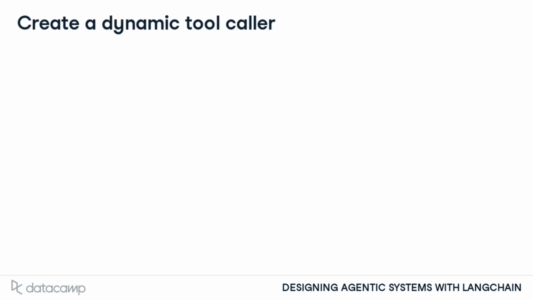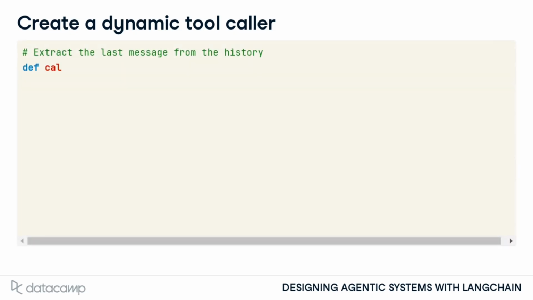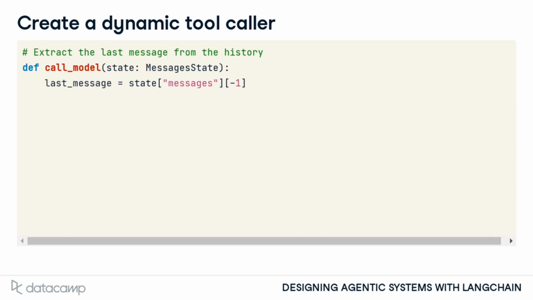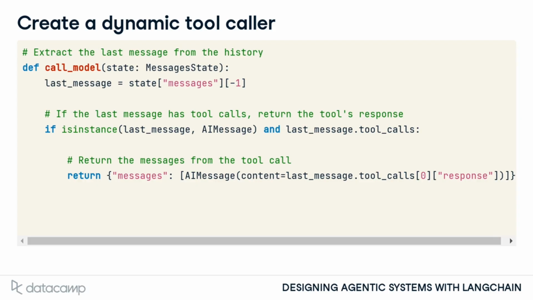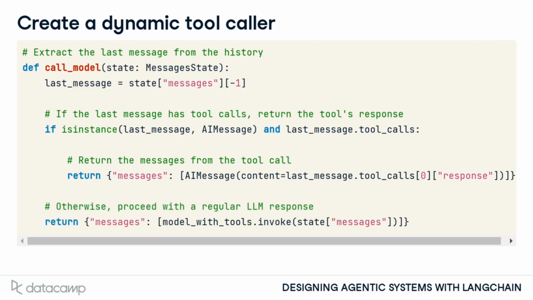Next, we'll create our dynamic tool caller named callModel, which also accepts messages state as the graph state, saving the last message as a variable called lastMessage. Then, we'll use isInstance to check if this message is an AI message from the chatbot and whether it features tool calls. If so, we'll return the response from tool calls passed to the content field of the AI message. If there are no tool calls, we'll invoke the model using all of the messages in the state passed as an argument to the invoke method before it's applied to model with tools.